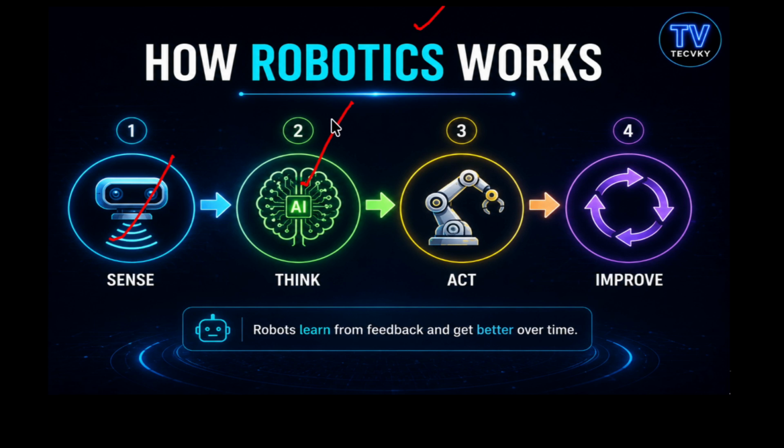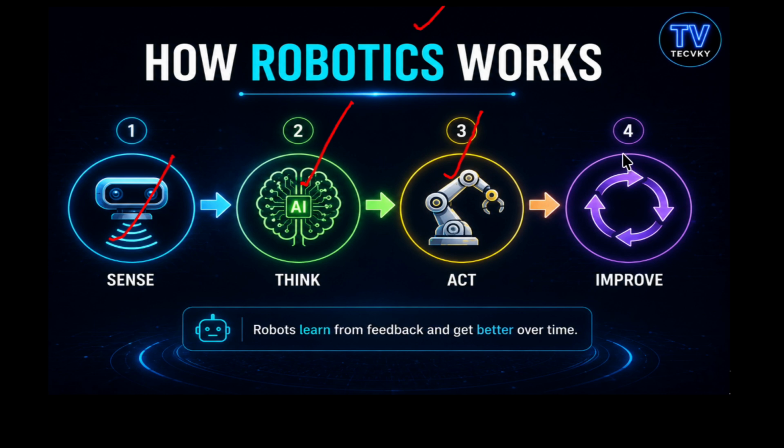Next comes decision making. Based on the analysis, the robot decides what action it should take. For example, a self-driving car detects a red traffic light. It decides to stop. If a warehouse robot detects an obstacle in its path, it decides to move around it. After making a decision, the robot performs an action. This could involve moving, picking up an object, turning, speaking, or carrying out another task.